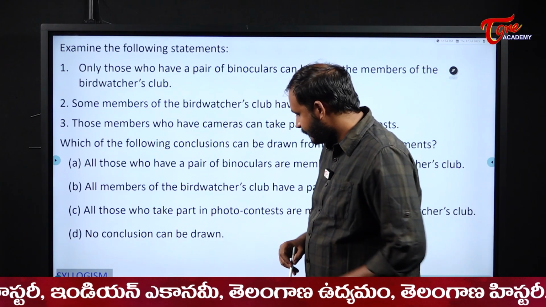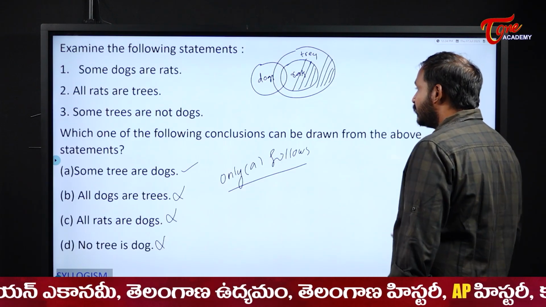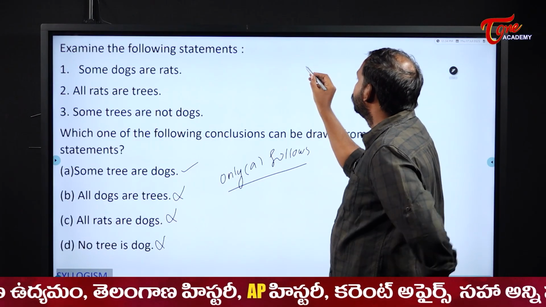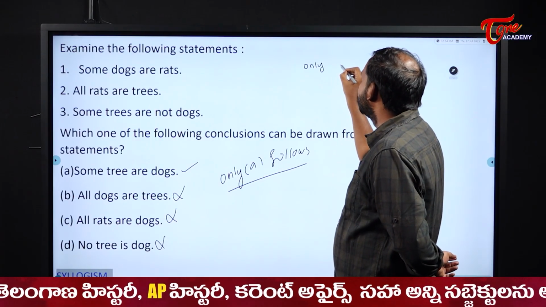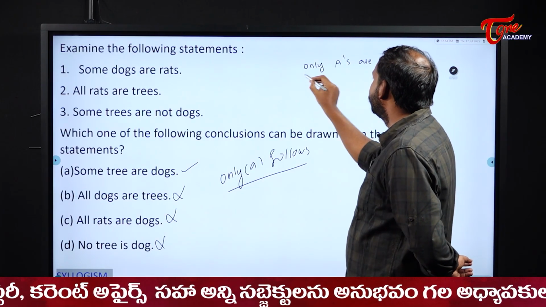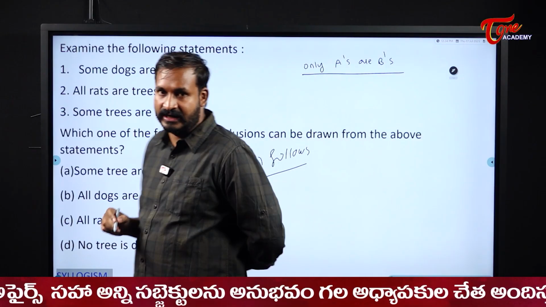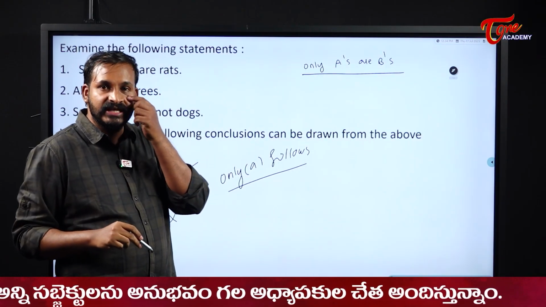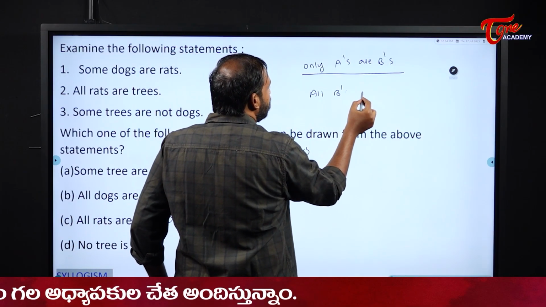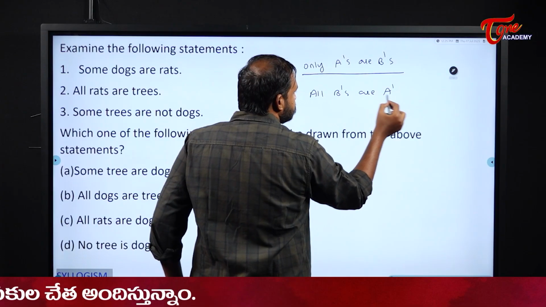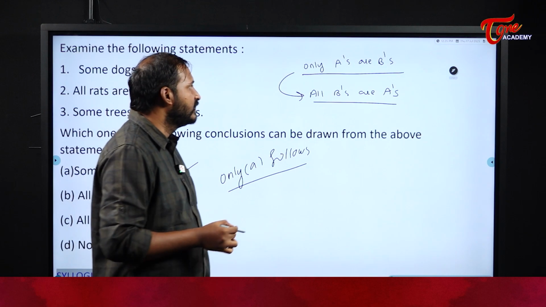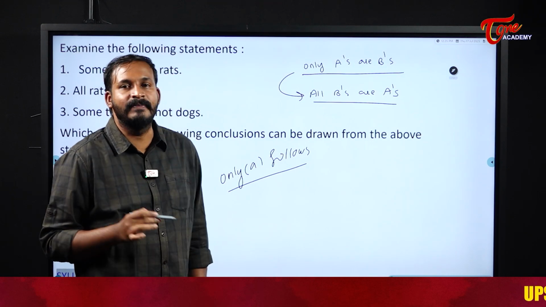I want to tell you about this one. Sometimes we will have statements like this: Only A's are B's. We will generally have these types of statements. What does it tell us? Only A's are B's means all B's are A's. Please try to understand. Only A's are B's means all B's are A's.